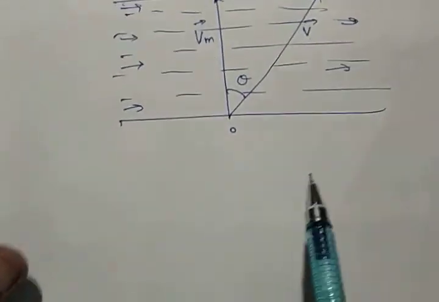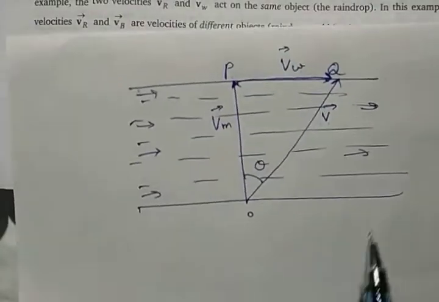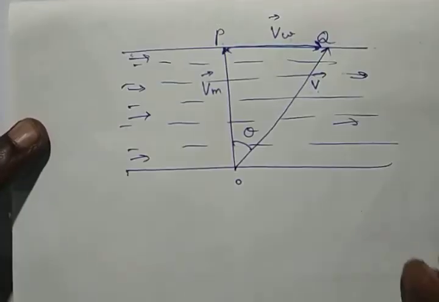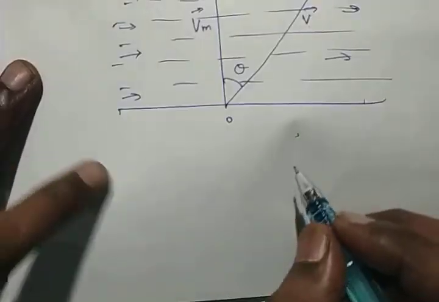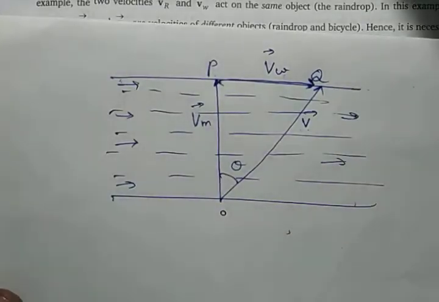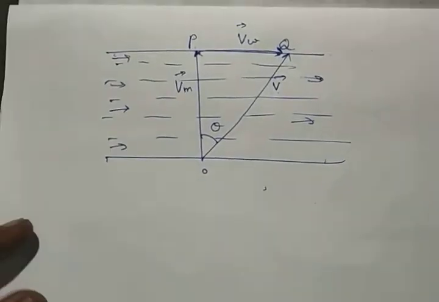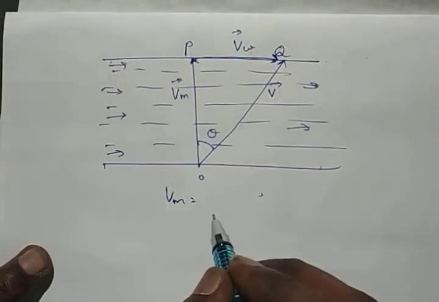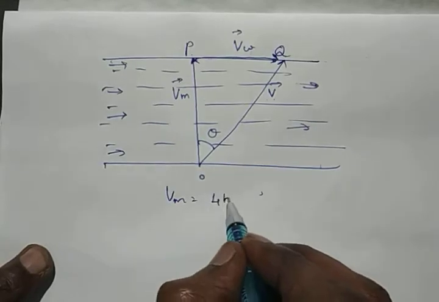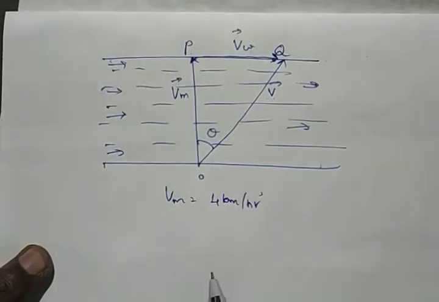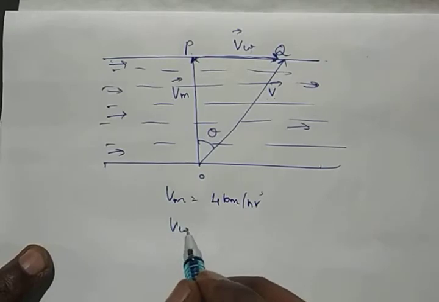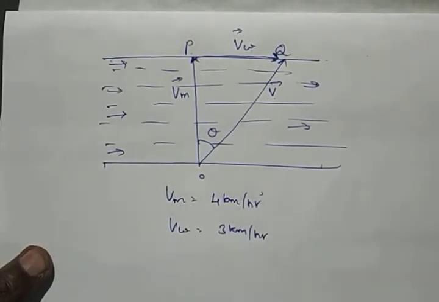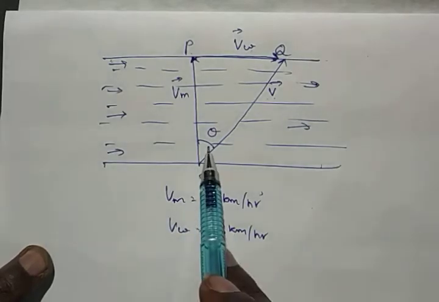Now you can write down the facts which is given here. The fact which is given here is what is the velocity of the man and what is the velocity of the waters. So velocity of man is equal to Vm is equal to, we already know it is 4 kilometers per hour, and velocity of the waters is going to be equal to 3 kilometers per hour.